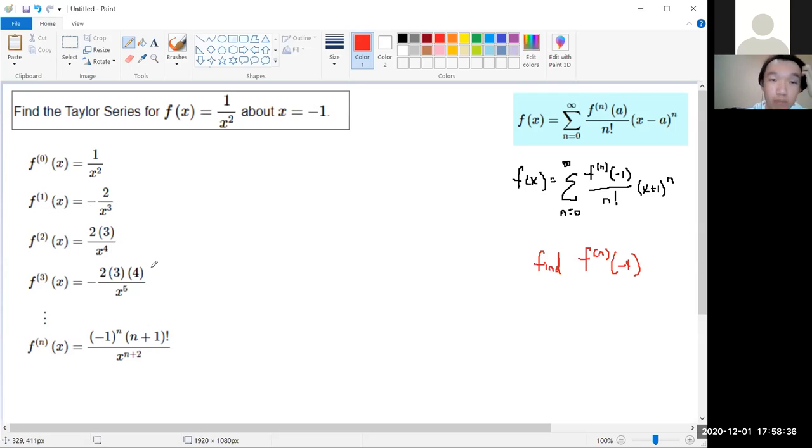And then the goal here is to list out enough derivatives so I can see the general form of the pattern. I've actually written the pattern down here. So f to the n of x is negative 1 to the nth power times n plus 1 factorial over x to the n plus 2. Do you guys see why that's a pattern? Let me know which part you guys want me to explain here.